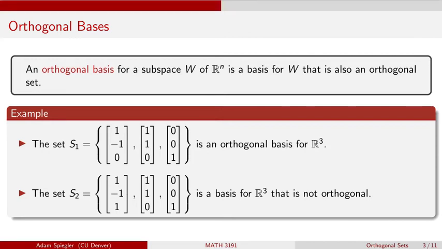Namely, if I take the dot product of this first vector with this last vector, we get 0 plus 0 plus 1. So we get something which is non-zero. So the first vector is orthogonal to the second one. The second vector is orthogonal to the third one, but V1 is not orthogonal to V3. So that means this set is not an orthogonal set. So it is a basis, it's just not an orthogonal basis.